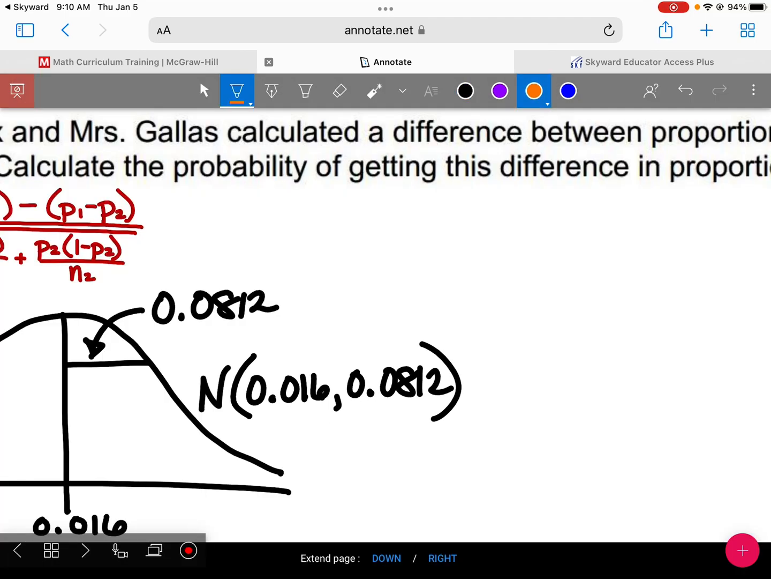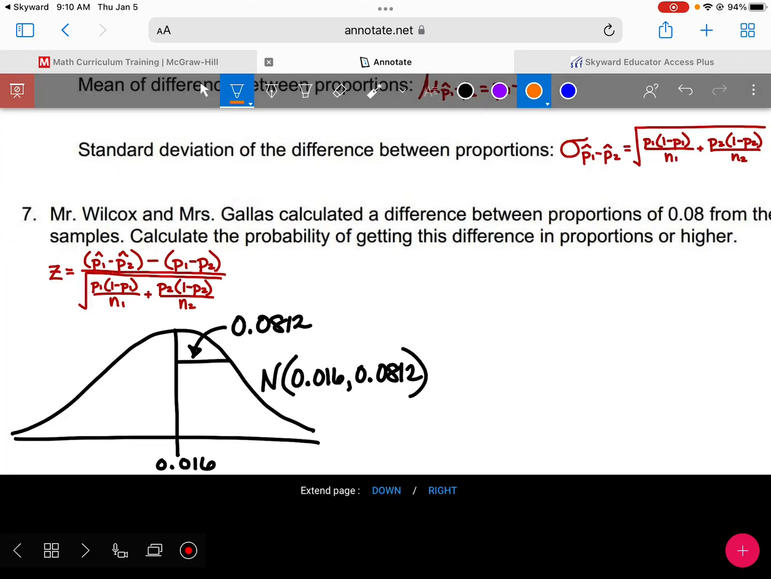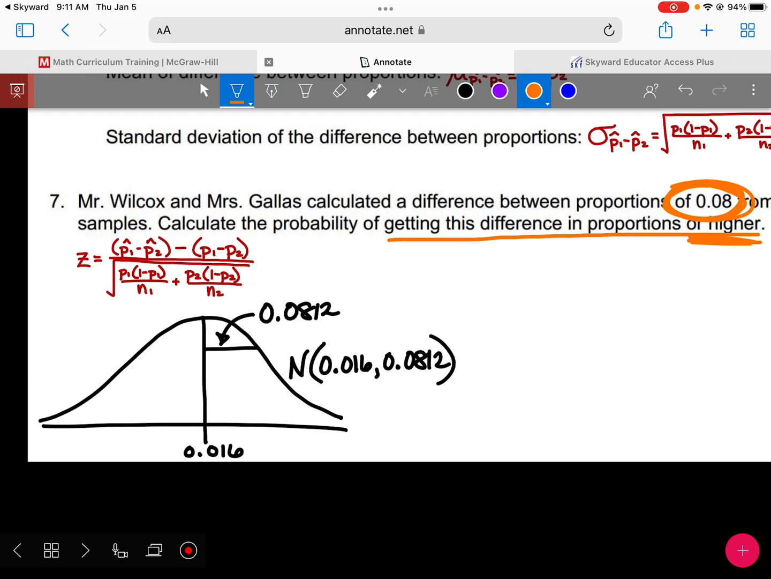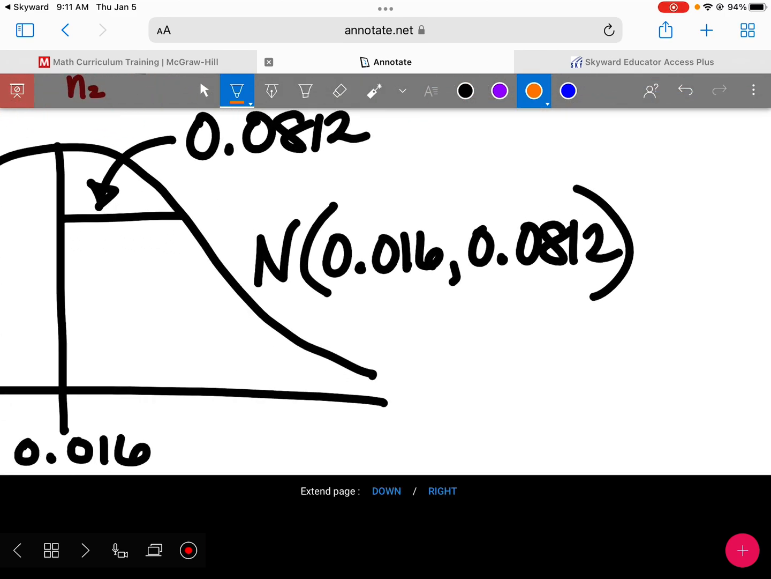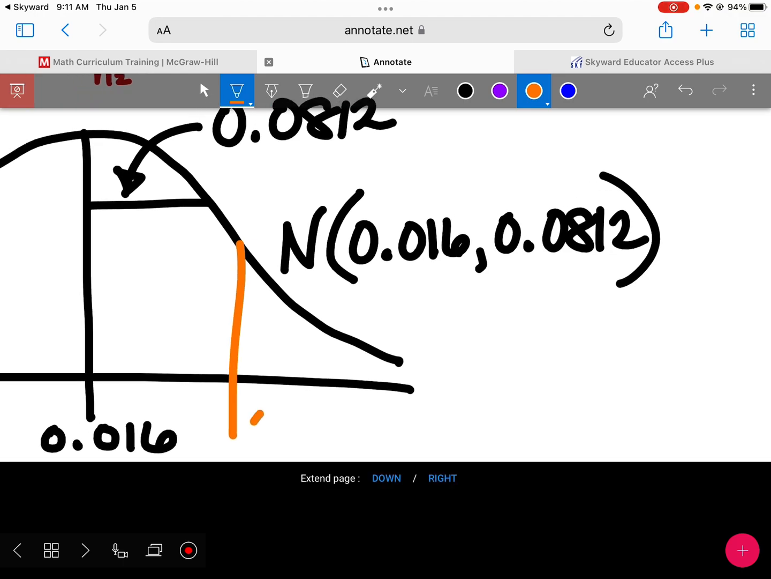And what's the value that we have to work with here? What did they find, Mr. Wilcox and Mrs. Gallus? They found this. Calculate the probability of getting this difference in proportions or higher. Well, 0.08 is going to be over here somewhere, right? Or higher means this way.